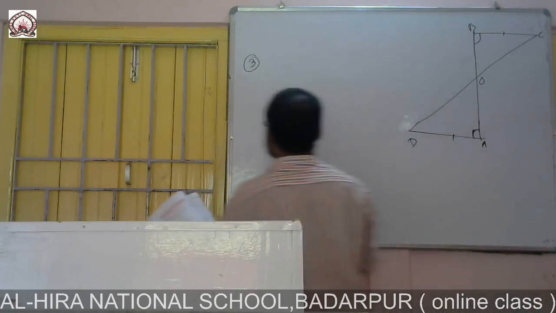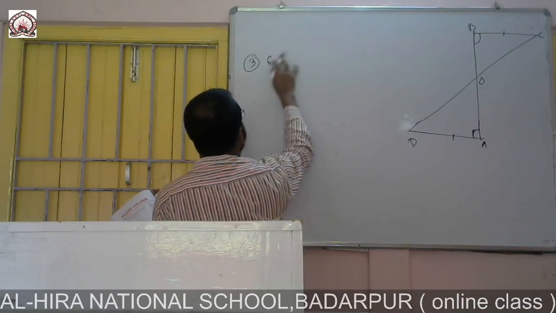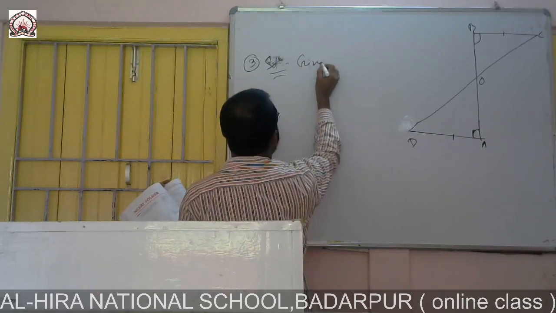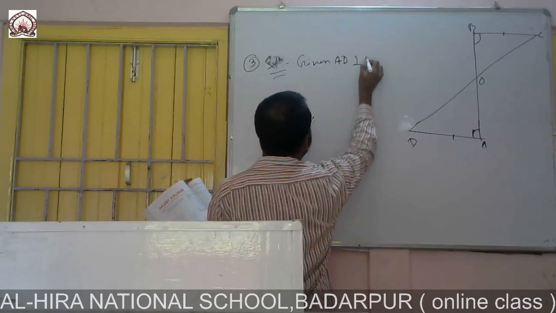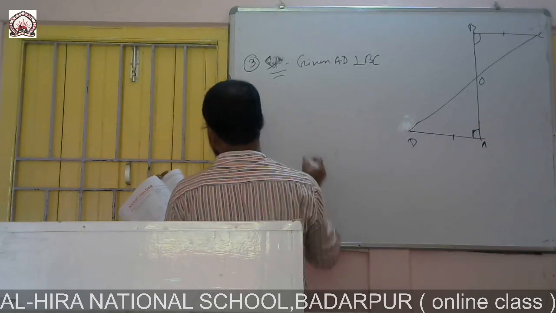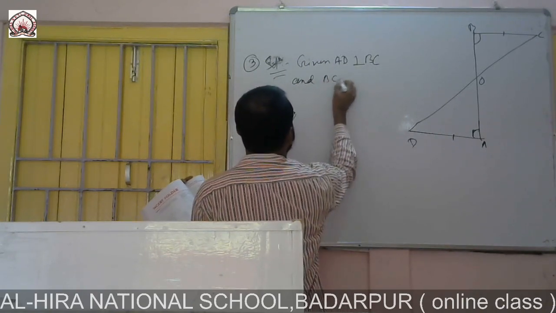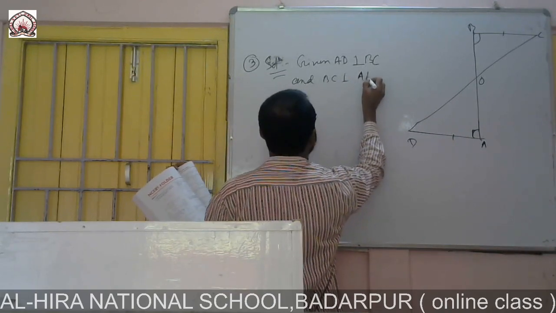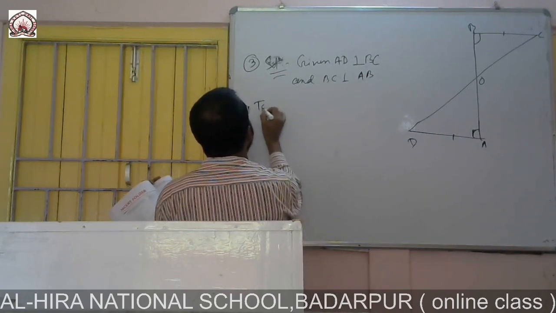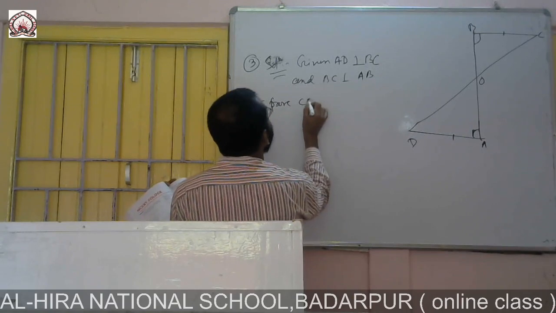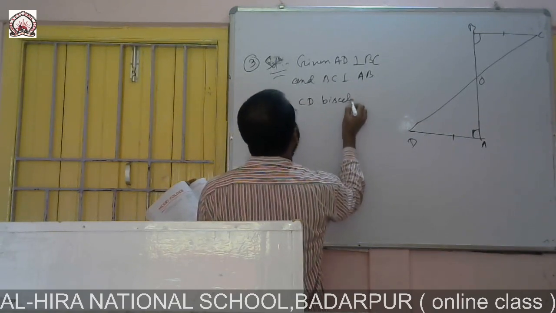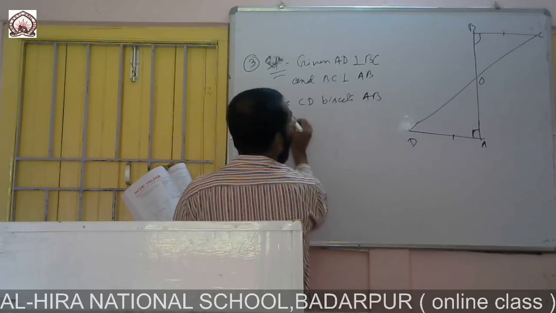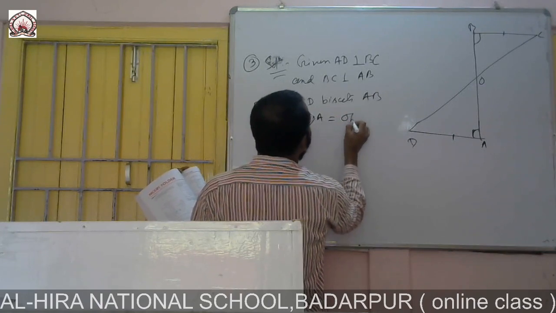So what is the solution? Given: AD perpendicular to AB and BC perpendicular to AB. To prove: CD bisects AB, that is, OA is equal to OB.